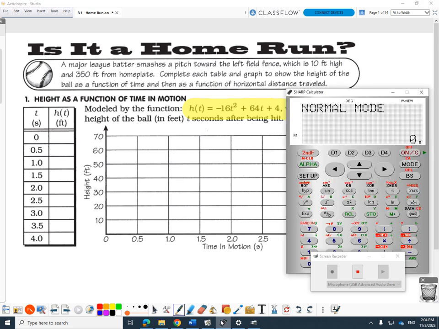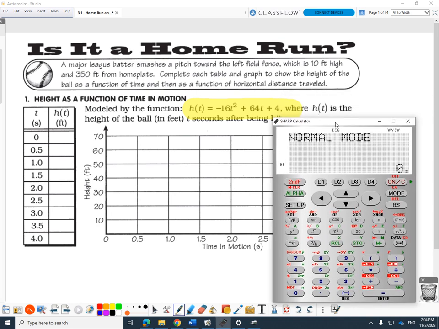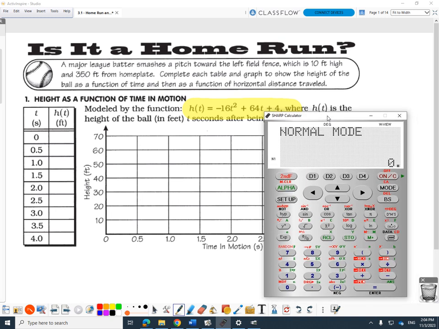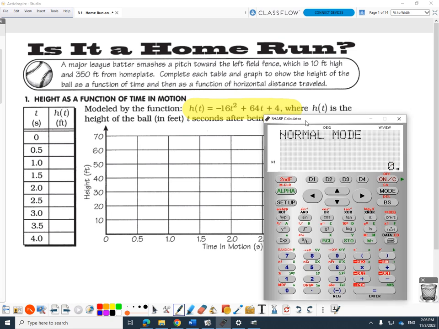I've got my calculator on the screen, which might not be exactly like yours, and that's okay. We can use slightly different calculators, but see what the calculator can do. This one says to find the height, negative 16t squared plus 64t plus 4. It starts with t equals 0. So type in with me.